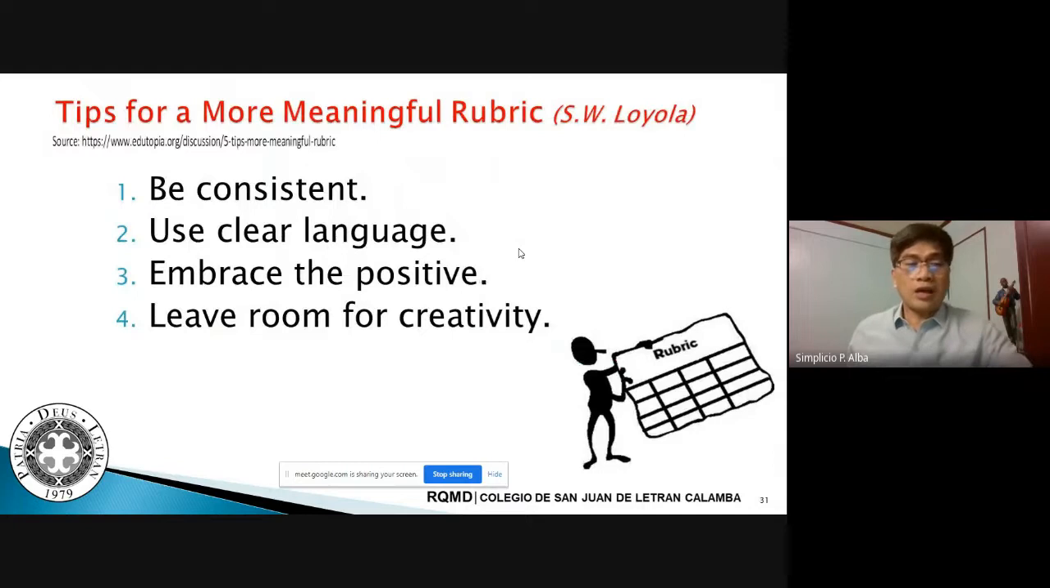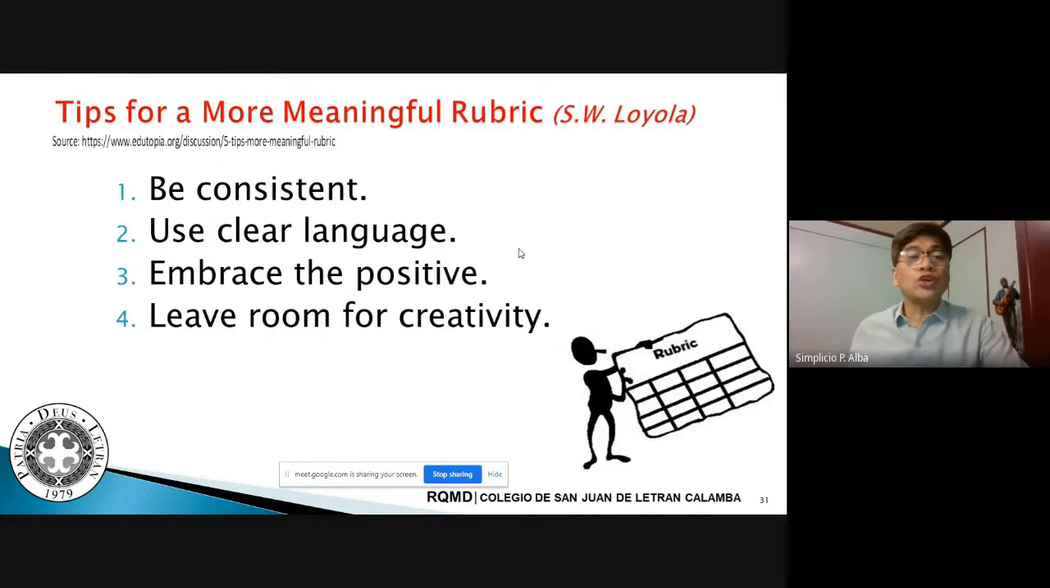So, let me share with you at least 4 tips for a more meaningful rubric. This is also by SW Loyola. So, not much ado, let's have tip number 1. Be consistent. Example, if you're going to give a writing exercise, your rubric for that skill should vary little from one assignment to the next.